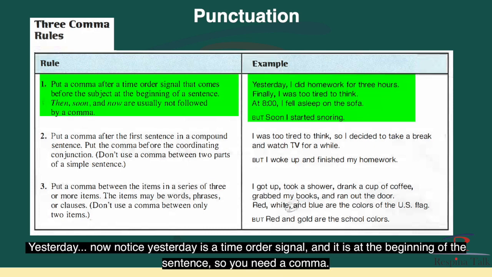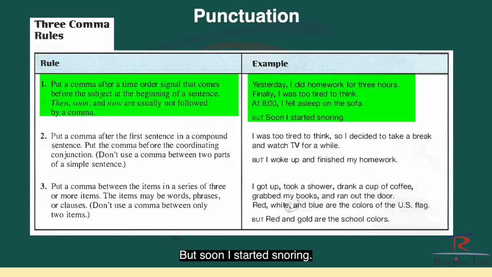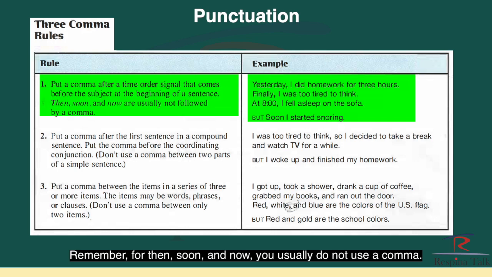Look at the example. Yesterday. Now notice, yesterday is a time order signal, and it is at the beginning of the sentence, so you need a comma. Yesterday, comma, I did homework for three hours. Or finally, comma, I was too tired to think. Or at 8 o'clock, comma, I fell asleep on the sofa. But soon I started snoring, no comma. Remember, for then, soon, and now, you usually do not use a comma.